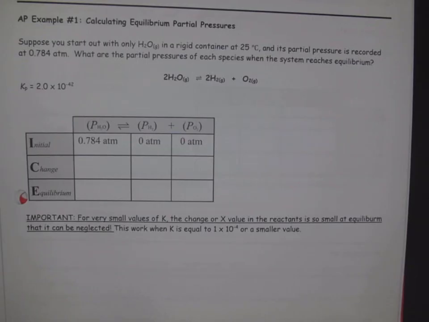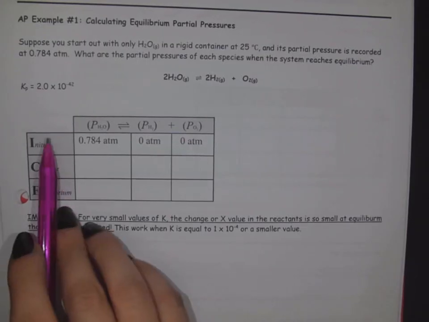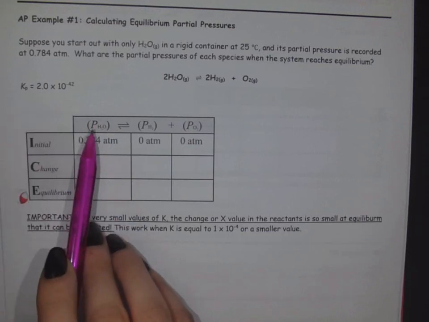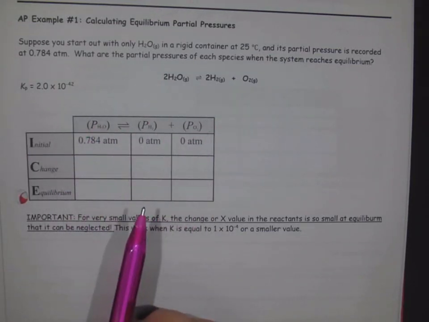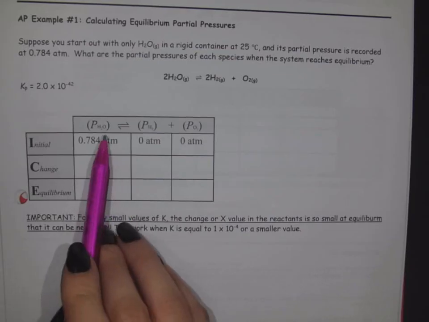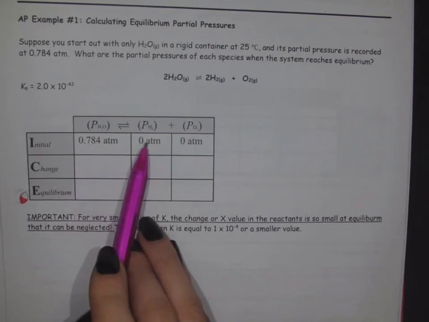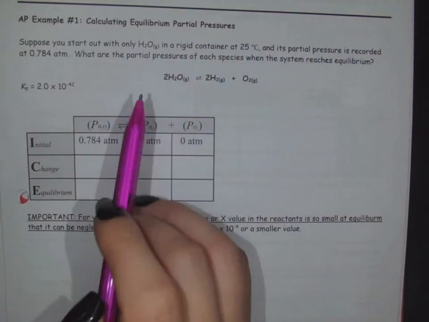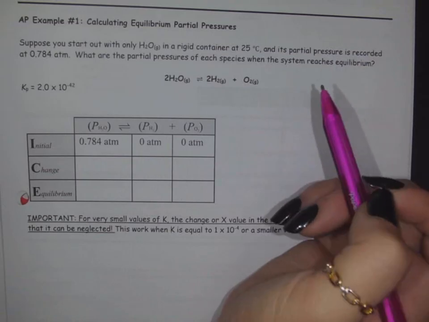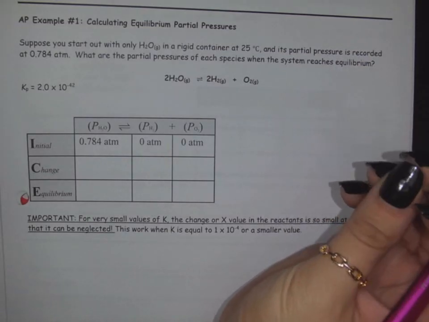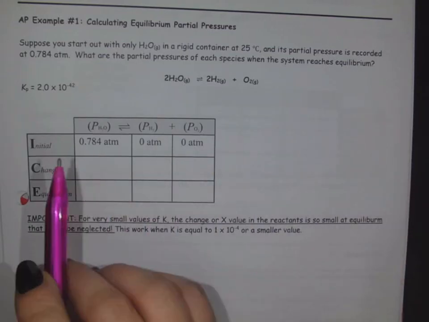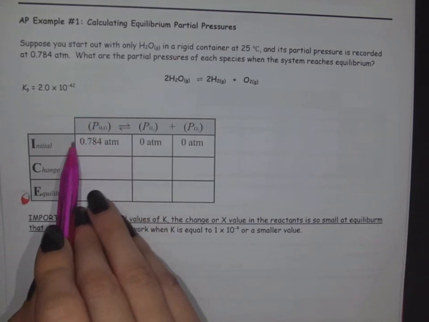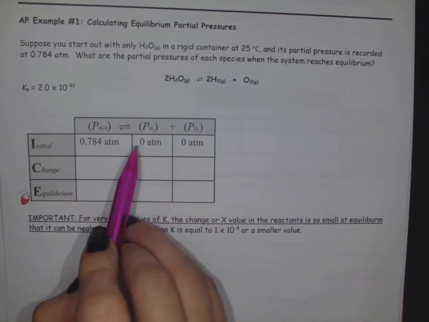Suppose you start out with only water gas. That means initially we just have water, and this is a Kp, not a Kc, so I'm doing pressures in my ICE table instead of concentrations. Notice how it's just starting with water, and we have zero amounts of our products, because it told us we're starting with only water, so I'd put 0 for the products at 25 degrees Celsius. Its partial pressure is recorded at 0.784 atmospheres. So if there's only water in there in the beginning, then that entire pressure was just due to the water because there wasn't anything else in there.